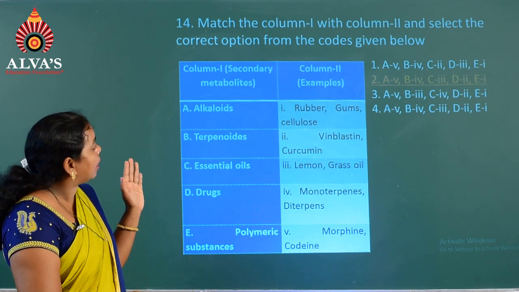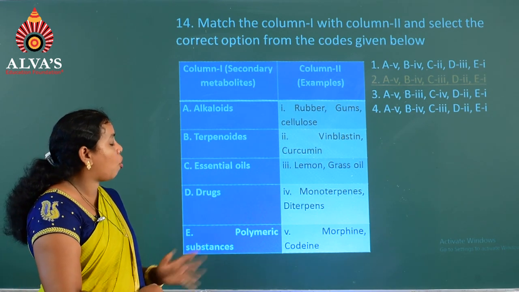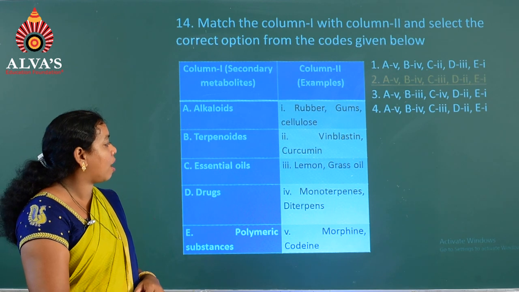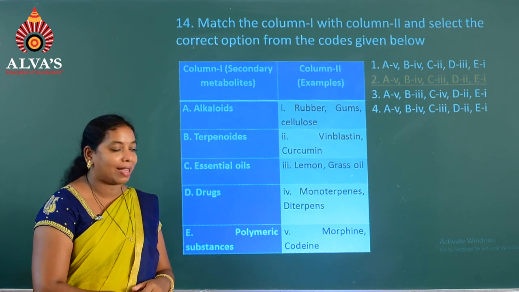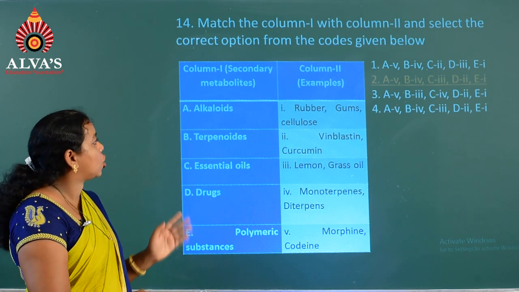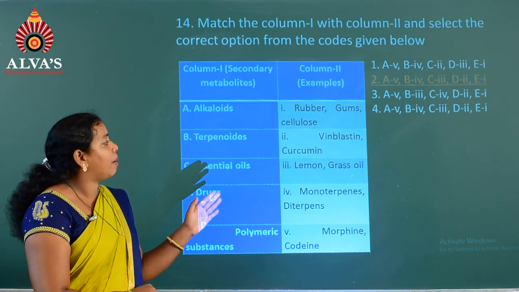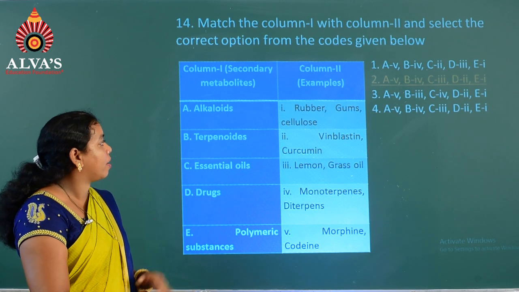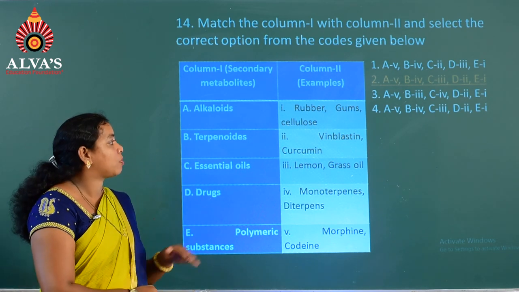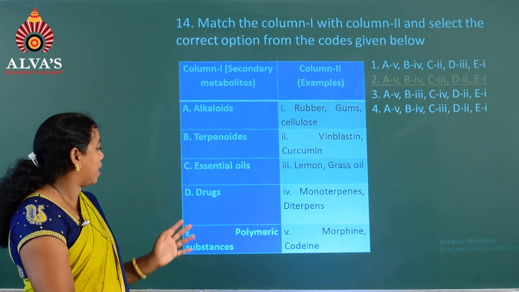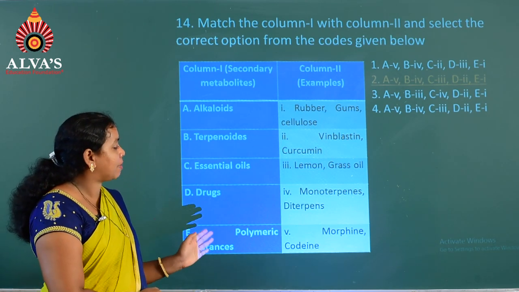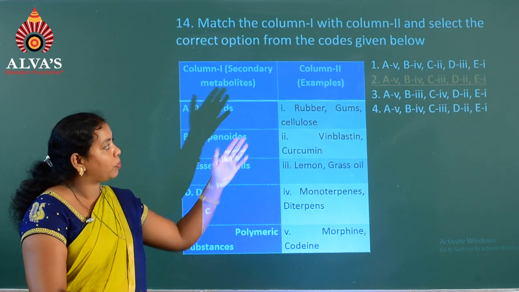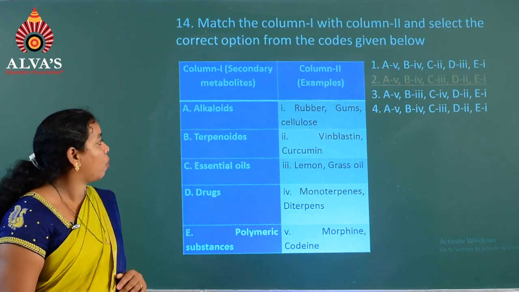So, if you match it, the alkaloids are nothing but morphine and codeine. Whereas terpenoids are nothing but monoterpenes as well as diterpenes. The next one is essential oils. Essential oils are lemon oil, or grass oil. The next one, drugs, are vinblastine and curcumin. And the next one is polymeric substances. Polymeric substances we can consider rubber, gums, cellulose, etc. So, the correct option is the second option for question number 14.